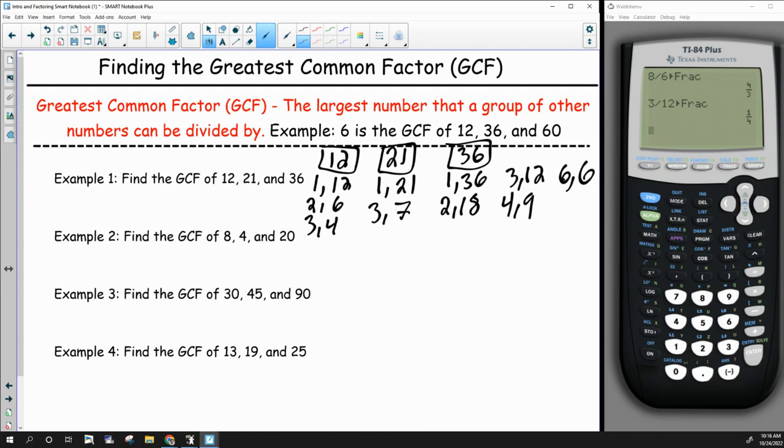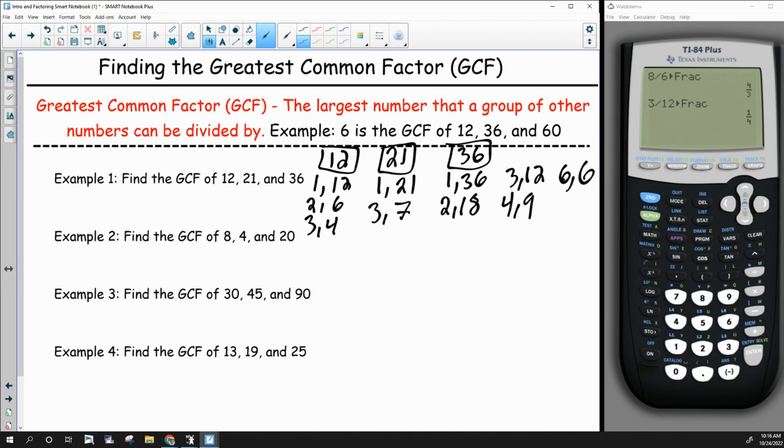These are all factors of our 3 numbers. Now, all you have to do is figure out what's the biggest number all 3 have in common. That's why it's called the greatest common factor. What's the largest common factor all of them have?